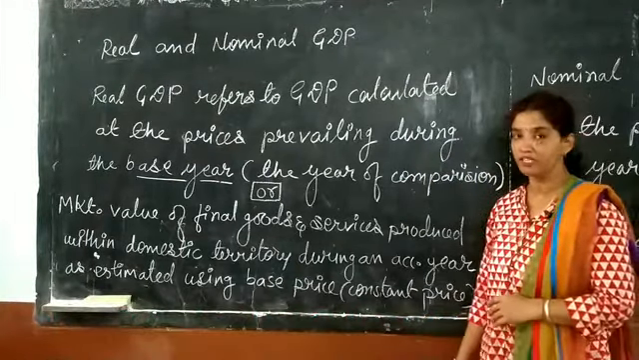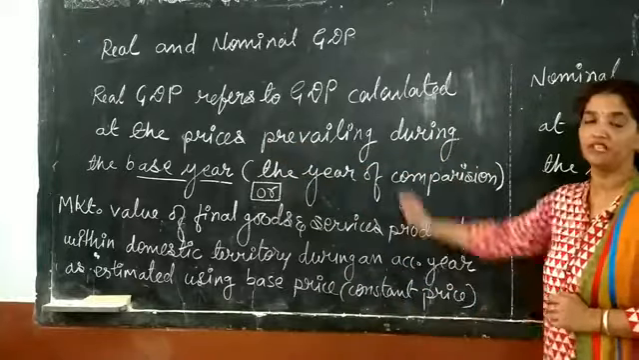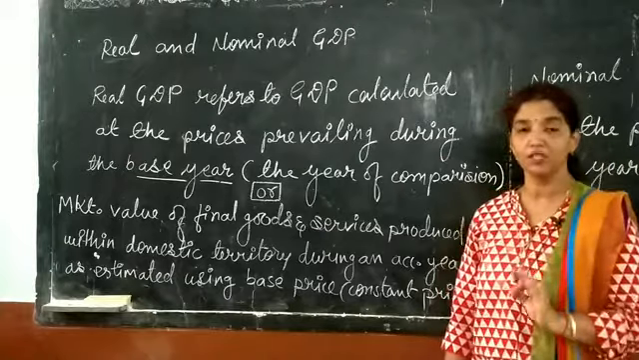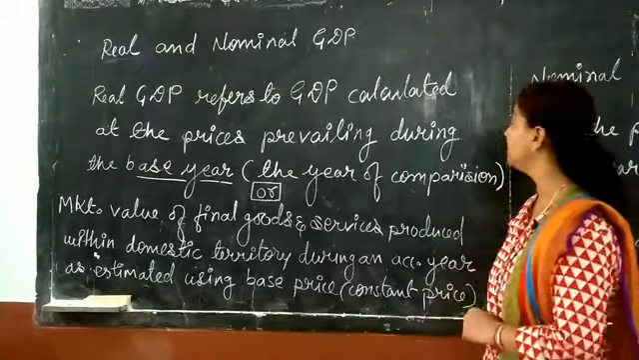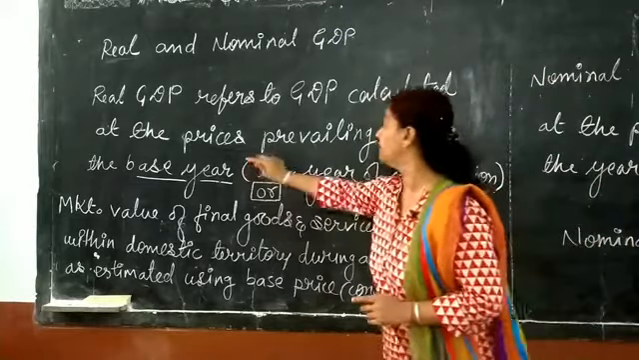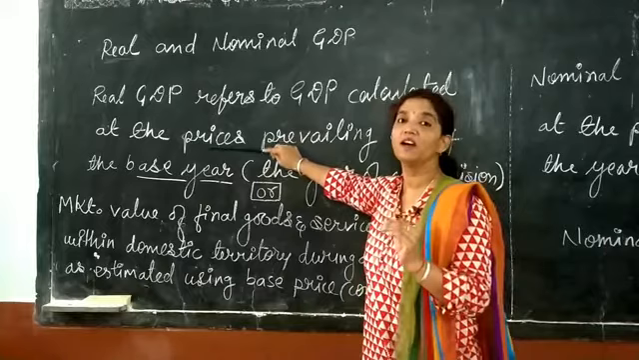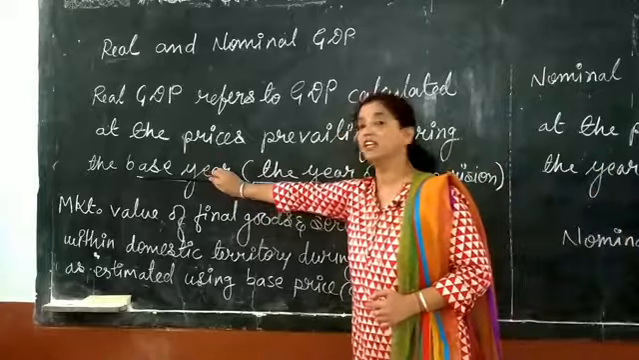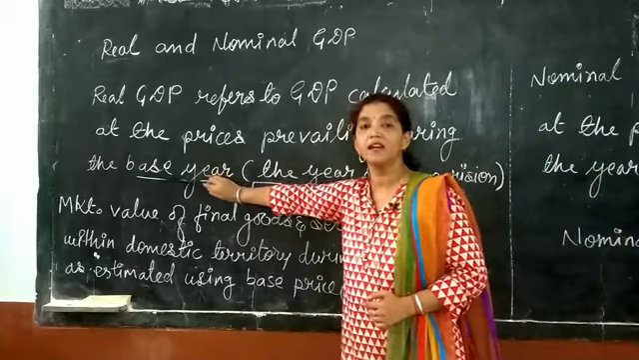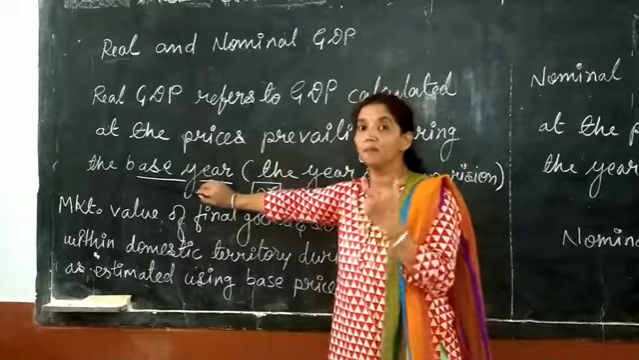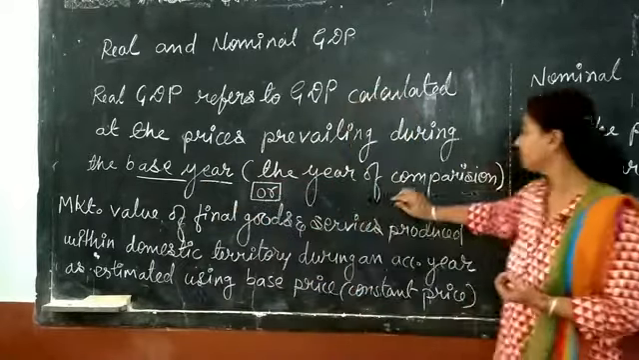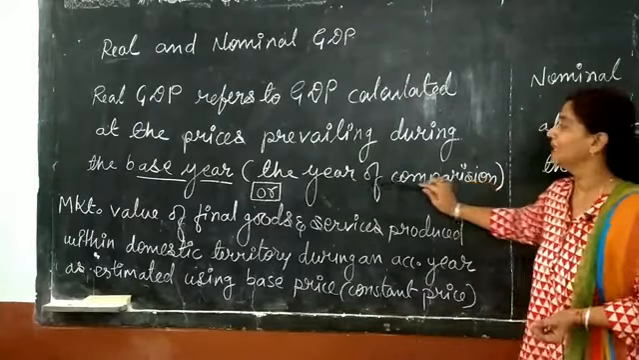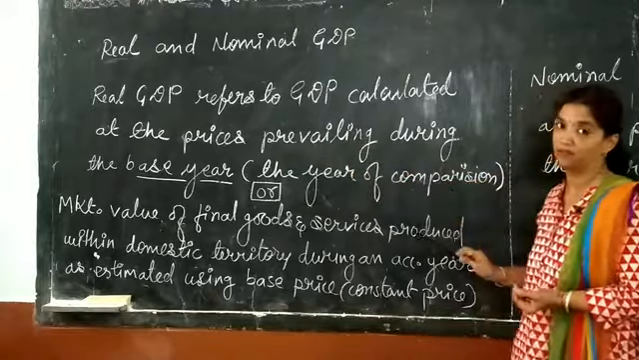If we are talking about real GDP, then real GDP refers to estimation of national income or GDP at the prices which are constant, at the prices which are prevailing during the base year. When we are talking about base price, it means the prices are constant and we have to take the price of that year only, on which basis we are going to compare. Okay, the base year is the year of comparison.